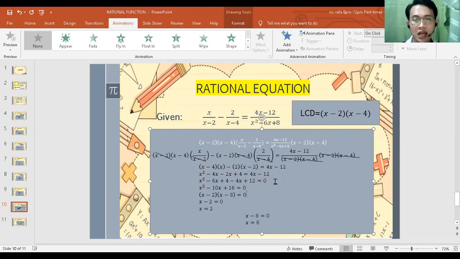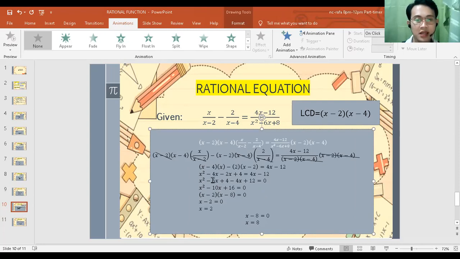After that is applying the addition property of equality. In this part, we added 12 on the right side, and we added 12 on the left side. Also with the subtraction property of equality, we subtract 4x on the right side, and we subtract 4x on the left side. Next, we can see now x squared minus 6x plus 4 minus 4x plus 12, which is equal to 0 after simplifying.